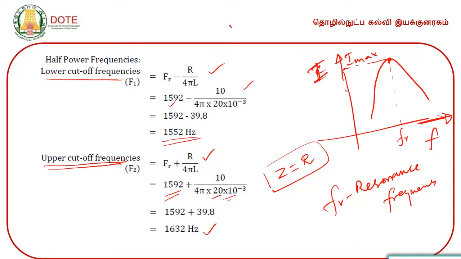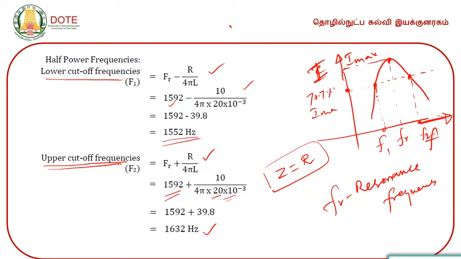Now, you take 70.7 percentage of I max. So, it will be coming over here. So, 0.707 I max if you take and draw a straight line like this, the straight line will cut the inverted U curve on two parts, right. One is the lower cutoff frequency F1. So, this is the upper cutoff frequency F2.